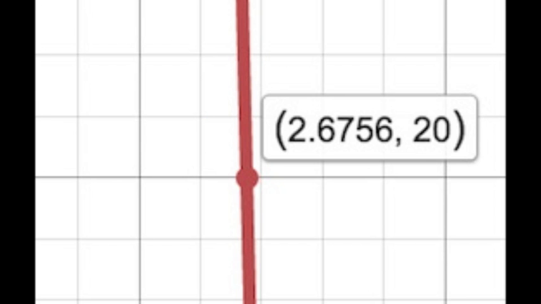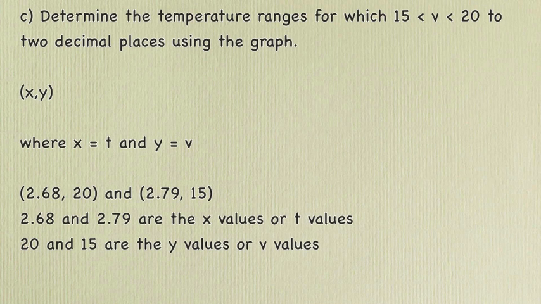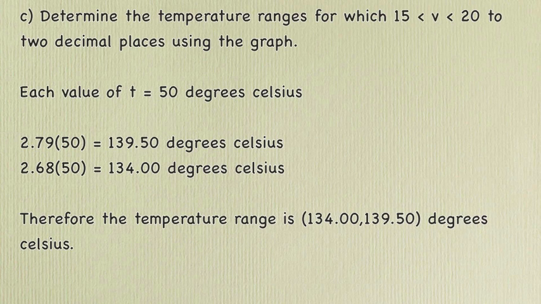Now for our y value, or v value, of 20, our x value is 2.6756, which again represents our t value. As you can see here, there are two coordinates that we have gotten from our graph for the viscosity of 20 and 15. Remembering that our y value is equal to the viscosity and the x value is equal to the t value. As we did for the last question, we need to remember that each value of T is equal to 50 degrees Celsius. This means that you need to multiply each x or T value by 50 in order to get the accurate real temperature.